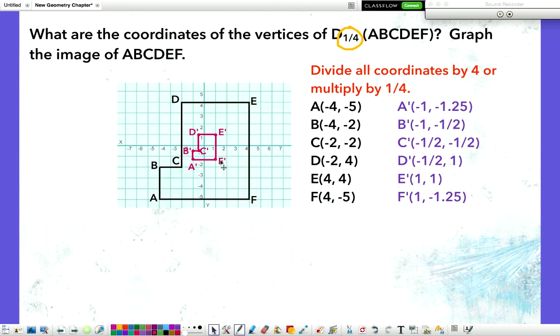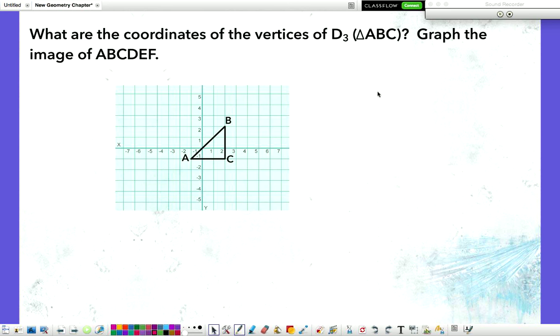So basically, all you're doing is multiplying and dividing the coordinates. Okay, not adding and subtracting. Don't make that mistake. Okay, next, we're going to dilate this by 3.